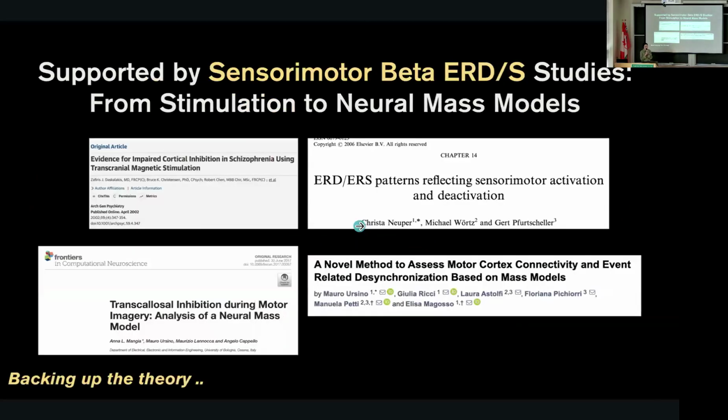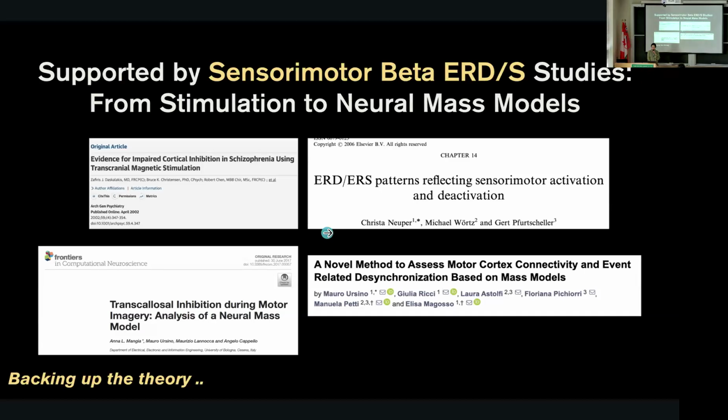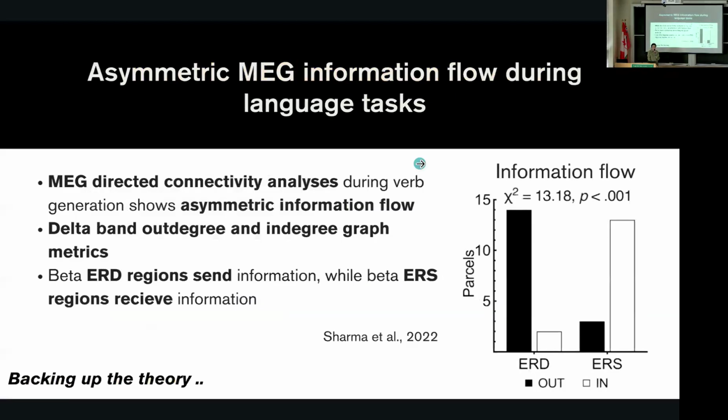And this hypothesis has been supported and proposed by studies in the sensory motor cortex that also demonstrate lateralization of beta ERD and ERS from stimulation, and from studies in stimulating neural mass models that are also simulating this effect. But also in our own data, a directed connectivity study in our lab shows that the information flows from the regions that demonstrate ERD to the regions that show ERS. And so there's this directionality from left to right.